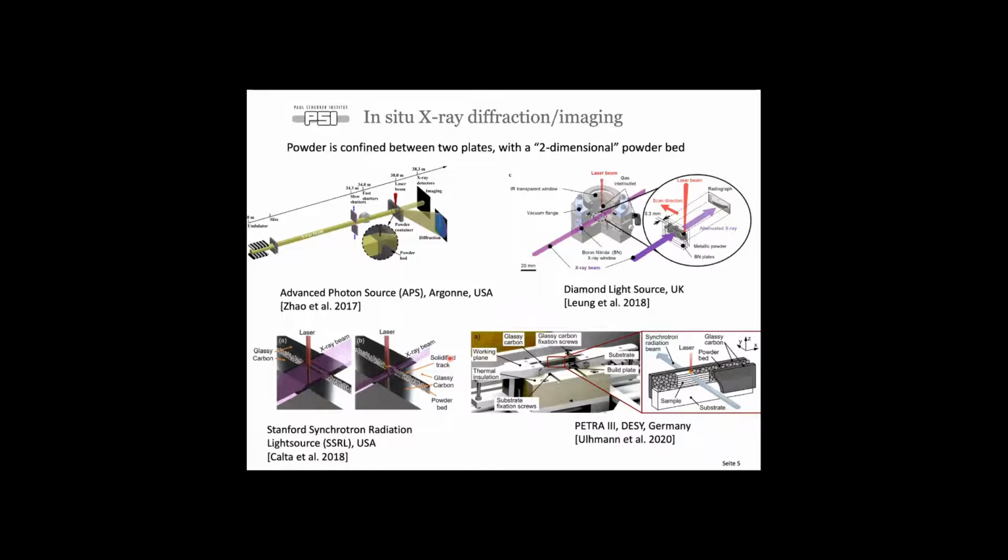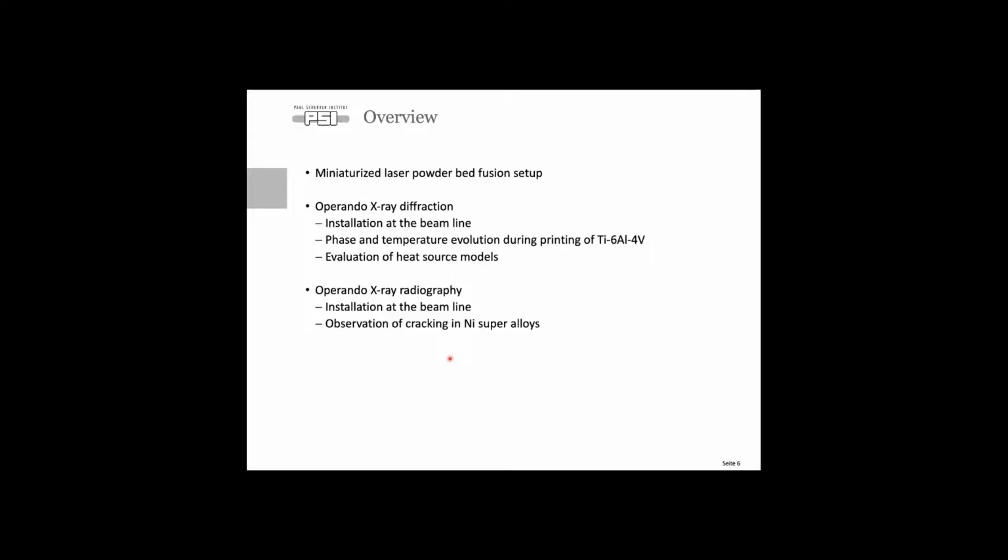This brings me to the overview of the presentation. I will show you first this device that we have built, with a few details about that. Then I will show its functionality in 2 different parts. In the first part, I will talk about how we use X-ray diffraction to look at the phase and temperature evolution in Ti-6Al-4V, and also how we use this to evaluate some heat source models that are used in simulations. In the second part, I will shortly talk about how we can use radiography to observe cracking in nickel superalloys.